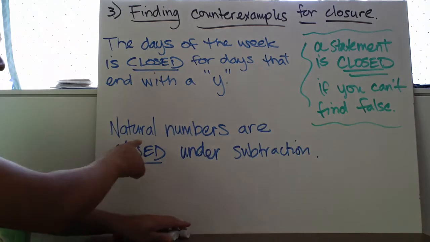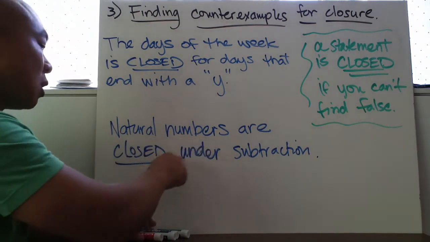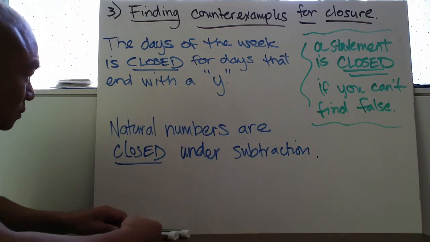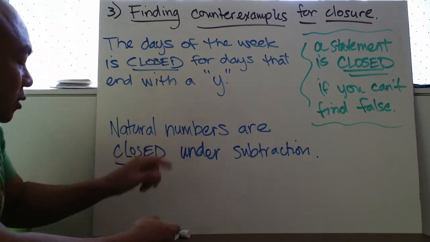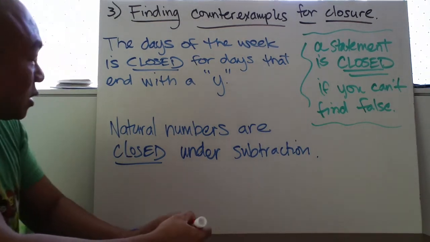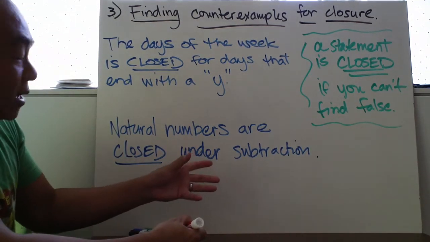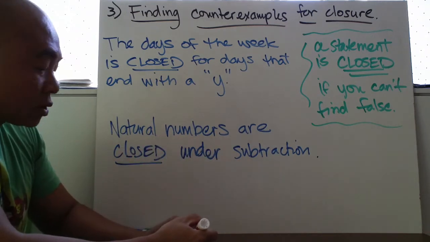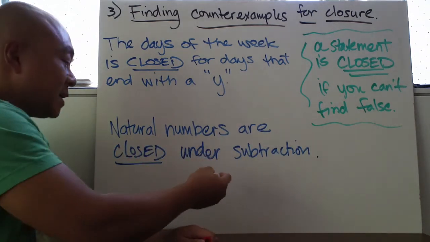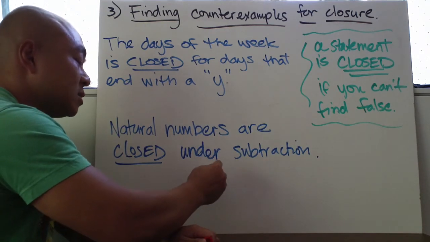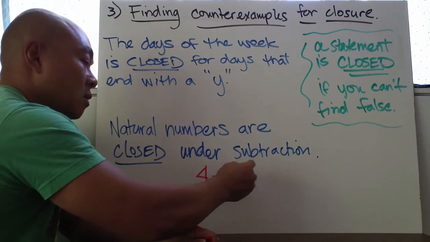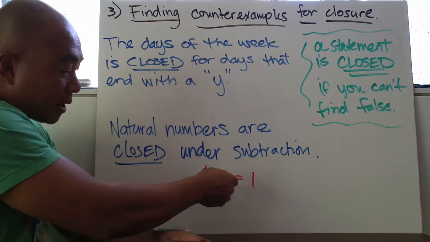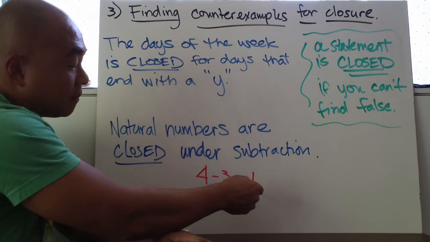Okay? So, how about this one? Natural numbers are closed under subtraction. Well, let's look at that again. They're telling you natural numbers, and natural numbers are your counting numbers. So what they're telling you is that if you subtract natural numbers, the result will always be a natural number. So let's try something. If I take 4 minus 3, that'll give me 1. That's pretty true. A counting number subtracted from a counting number gives me a counting number.